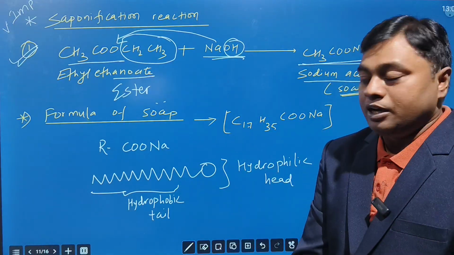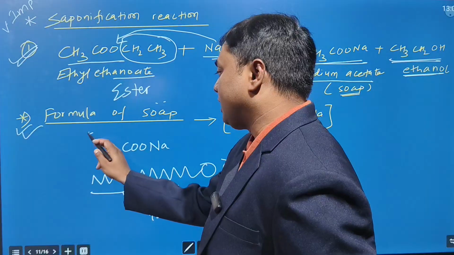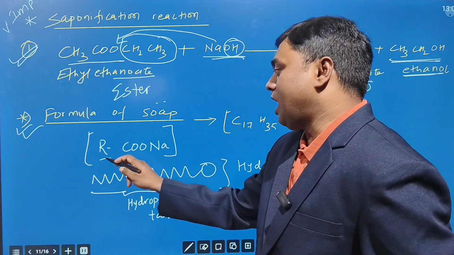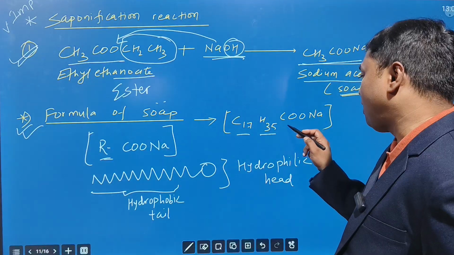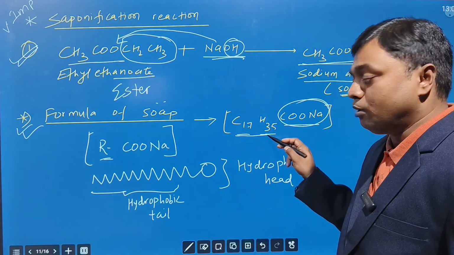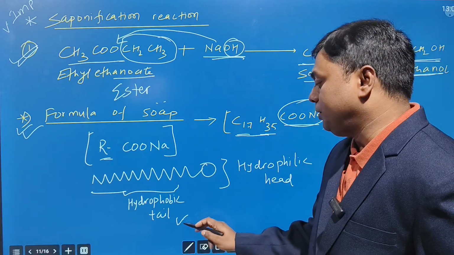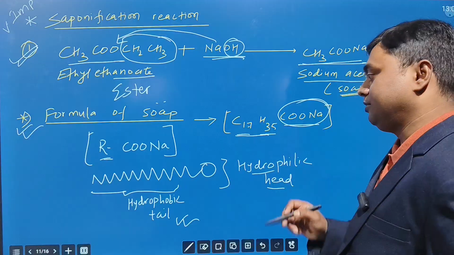Yes or no? Now remember the formula of soap. Soap is generally represented as RCOONa, where R is what? A large alkyl group. The formula is C17H35COONa. This is the hydrocarbon part, which we call the hydrophobic tail, and this is the head, that is the hydrophilic head.